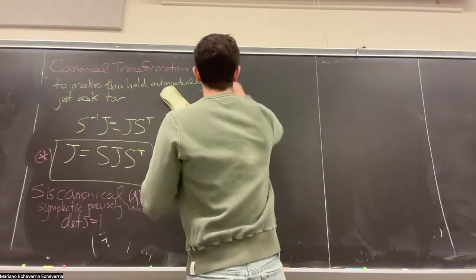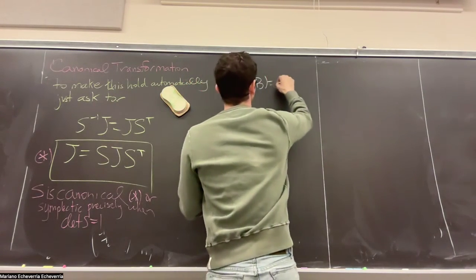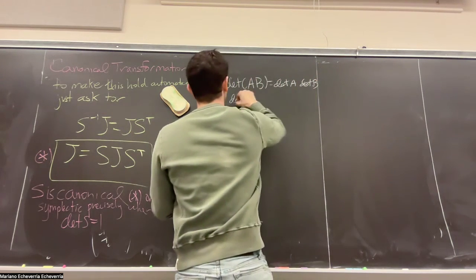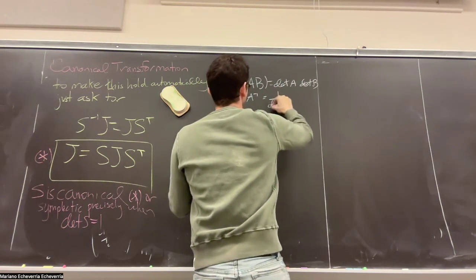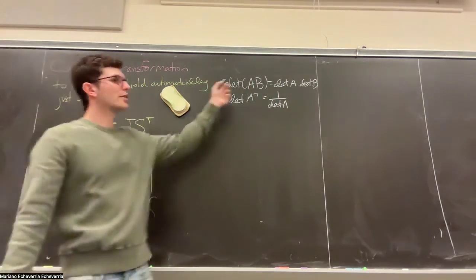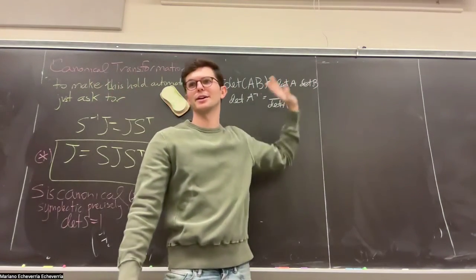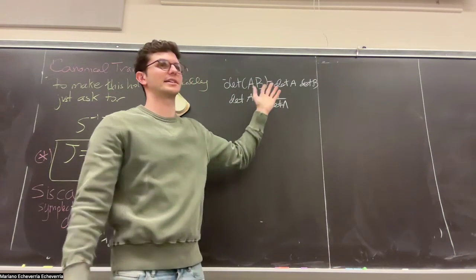You remember these properties of the determinant: the determinant of A times B equals the determinant of A times the determinant of B, and the determinant of the inverse, for A invertible, is one over the determinant of A. So what that means is that the product of two canonical matrices will be canonical, because 1 by 1 is 1. And the inverse of a canonical matrix is canonical, or symplectic.